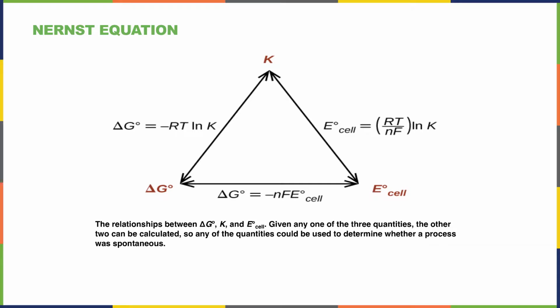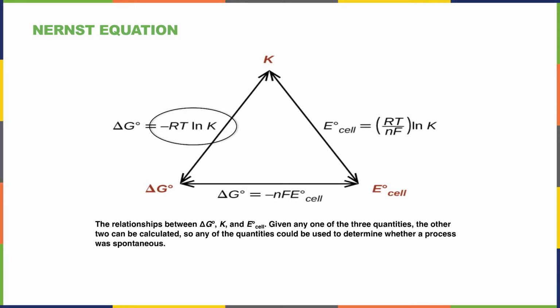This is probably the most difficult aspect of the electrochemistry material, and that is the Nernst equation. What this triangle attempts to show is that there is a direct, calculable relationship between the equilibrium constant shown at the top of the triangle, the Gibbs free energy at baseline, and the baseline electrical voltage that can be detected. These three entities are related to each other, and if you have any one of these, you can calculate the other two.